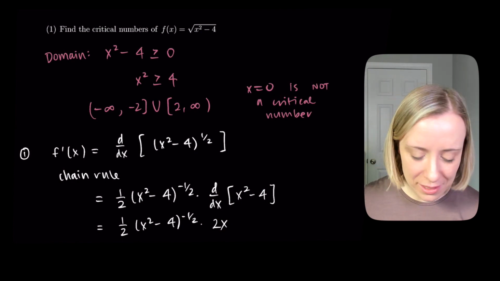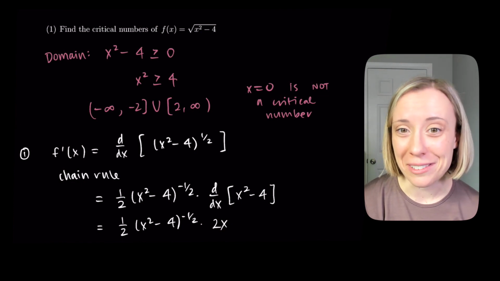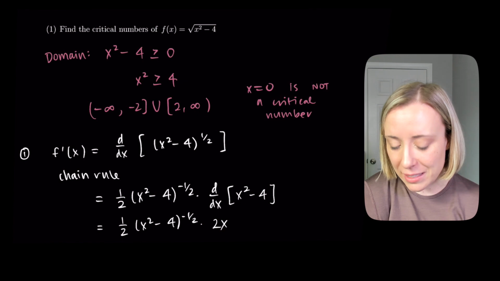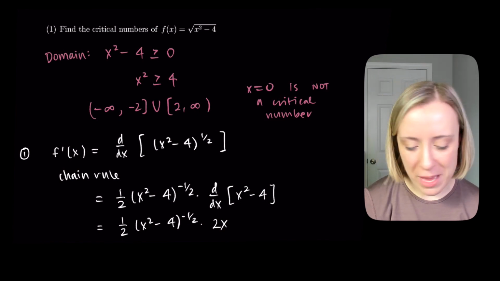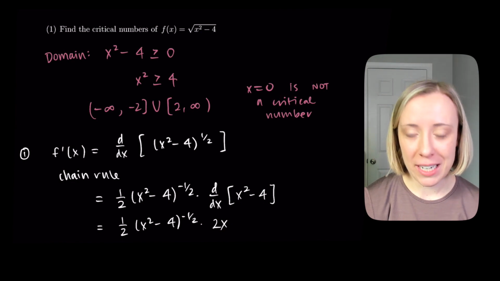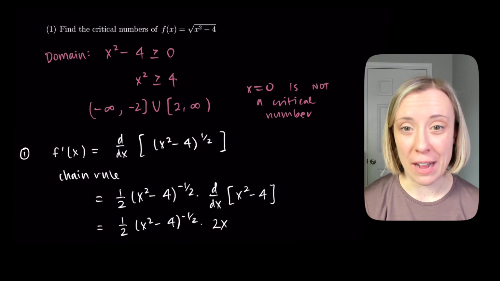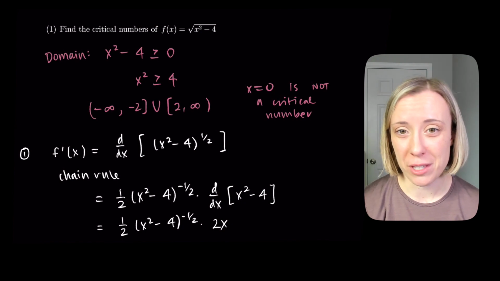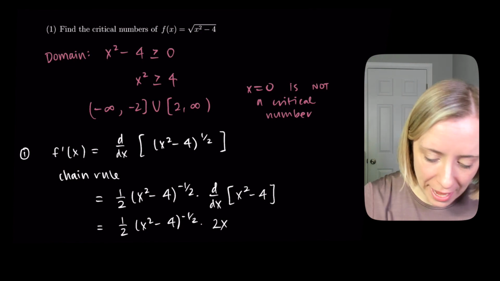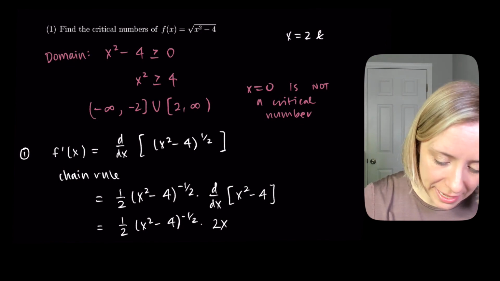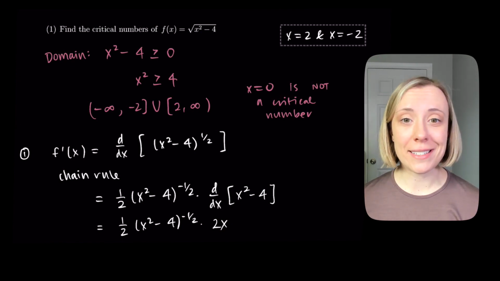And here, the 0 is not in the domain of the original function, so I wouldn't include it. Some textbooks might include it as an answer, so depending on your context it's probably a good idea to check. But for me, I wouldn't count this as a critical number. It's not an endpoint of our domain, and it's not even on the graph. It's not a relevant point on the graph of this function. So I'm going to throw that one out, but I will include x equals 2 and x equals negative 2 as my 2 critical numbers. All right, and there we go.